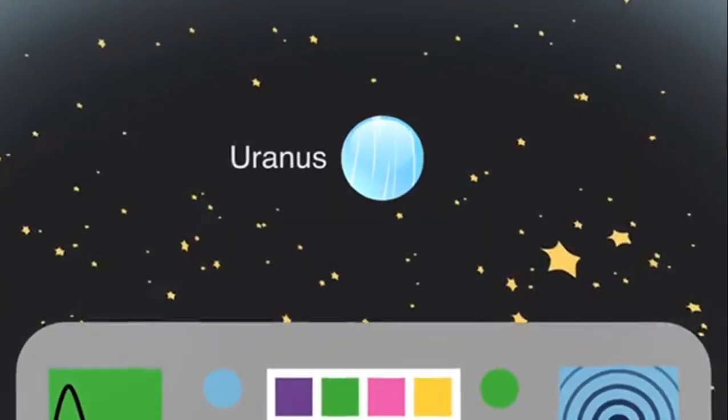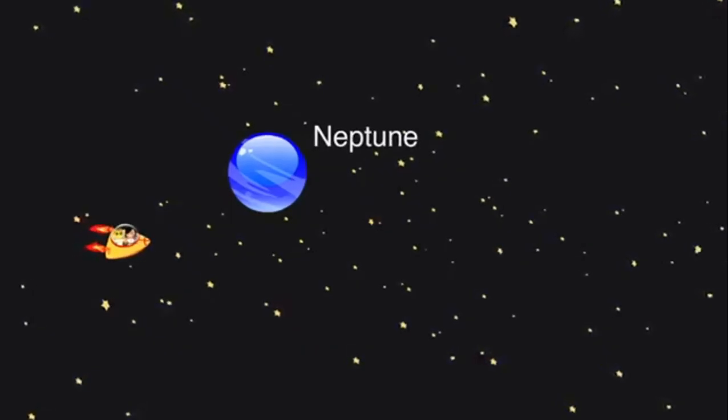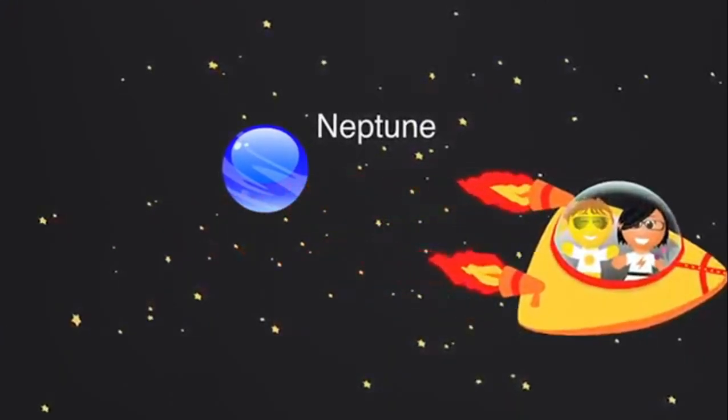Uranus is funny cause it spins on its side. Neptune looks blue, the coldest of its kind.